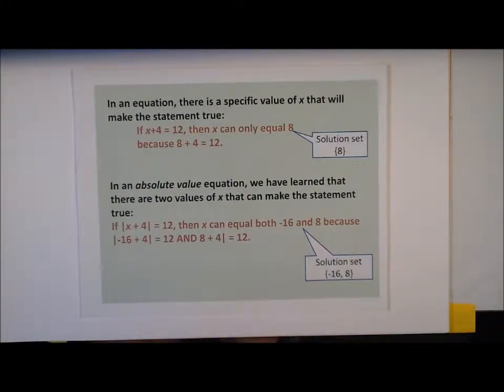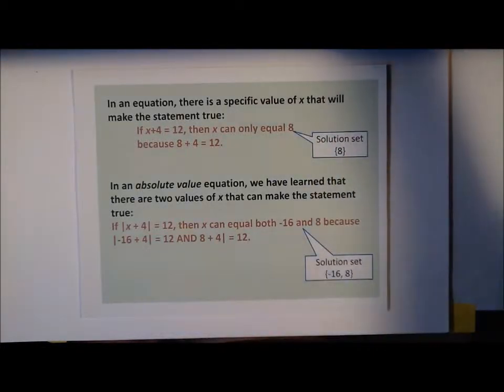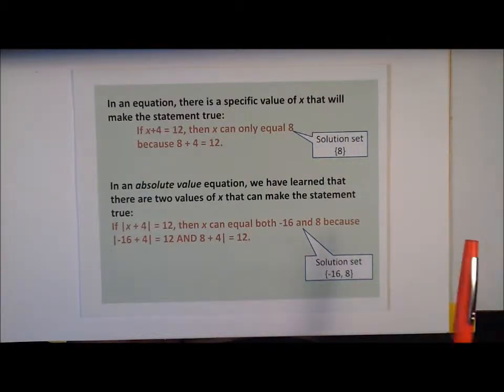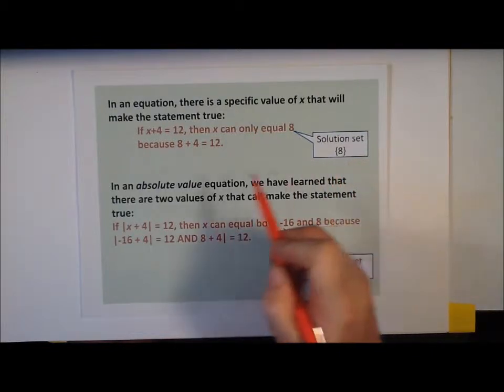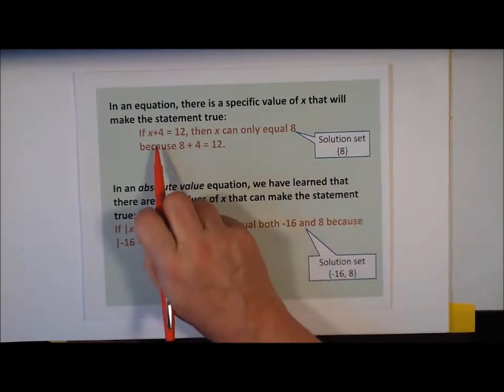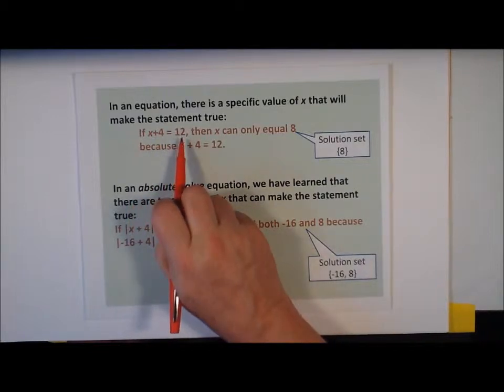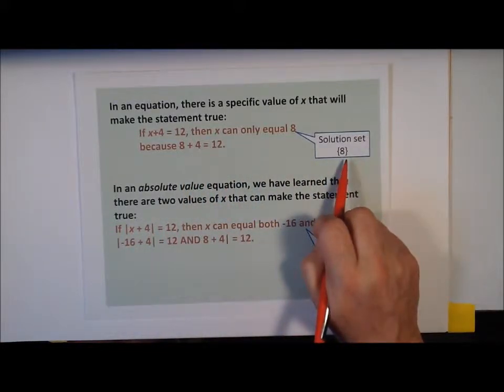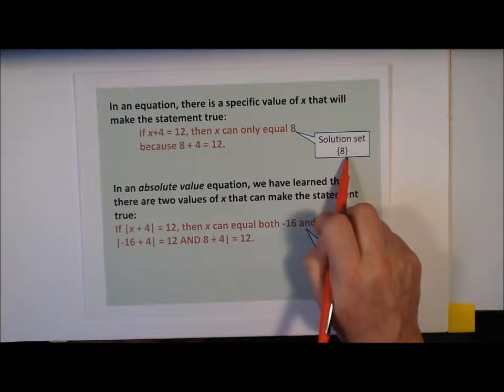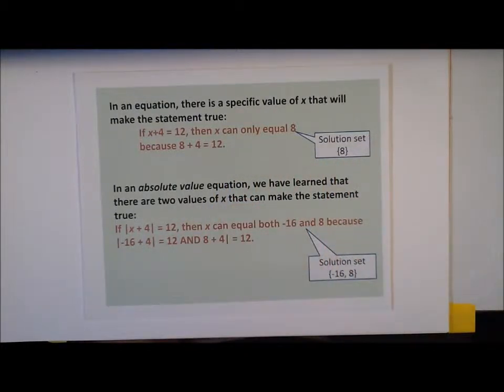This video talks about absolute value inequalities. So let's talk about the equations a little bit. We discovered that in an equation there's one specific value that will make the statement true. In this equation we have x plus 4 equals 12, and if that's the case there's only one number that will make that true, and it is 8. And we write that solution set with the curly brackets as that one number that will satisfy those requirements.